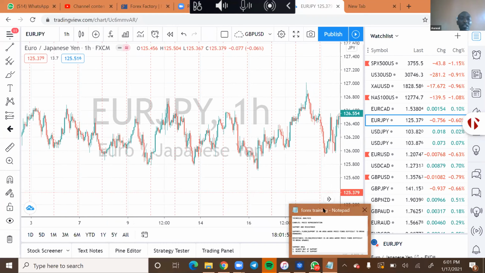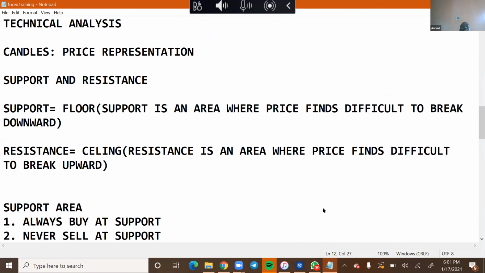Now, support can also be regarded as a floor. You can screenshot this for your study purposes. Support is regarded as a floor. Support is an area where price finds it difficult to break downwards.